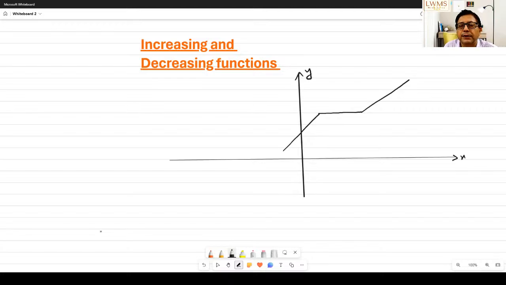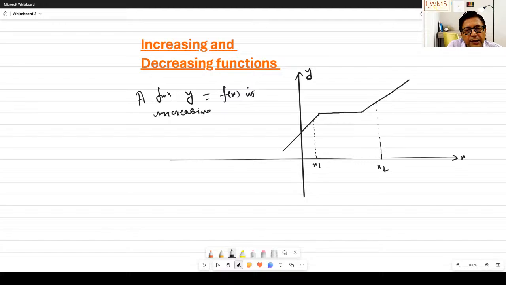Y, x. If you take any 2 points here, x1 and x2, then for x2 greater than x1, a function y equal to f(x) is increasing on an interval I if, for x2 greater than x1, f(x2) is greater than f(x1).